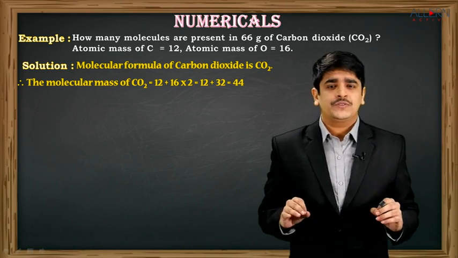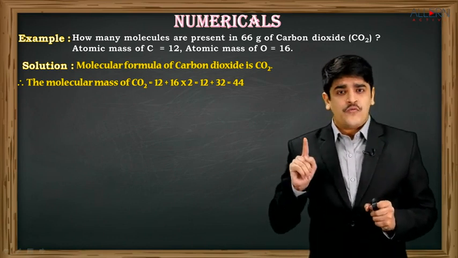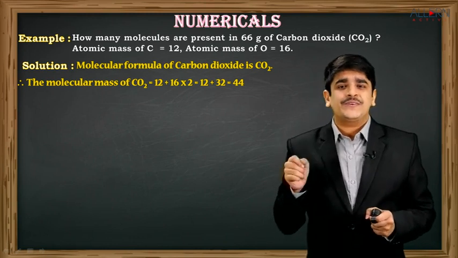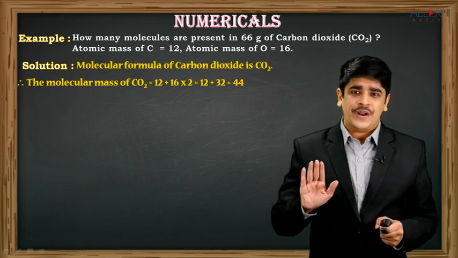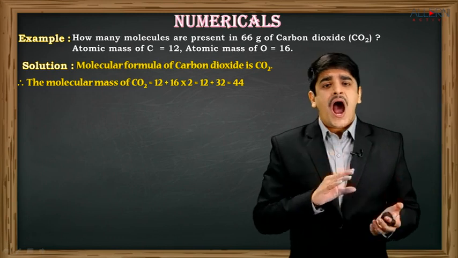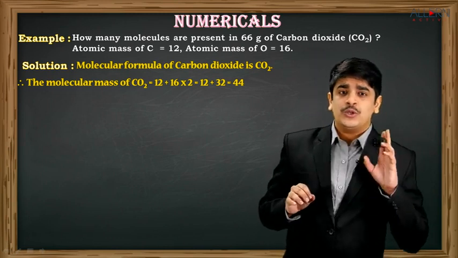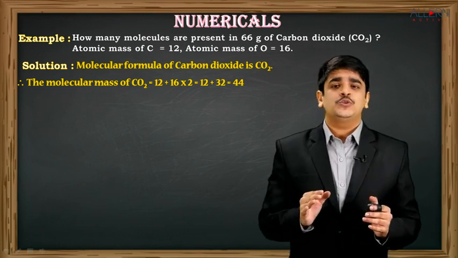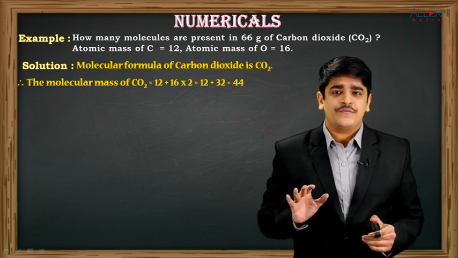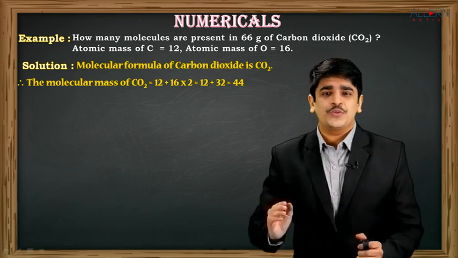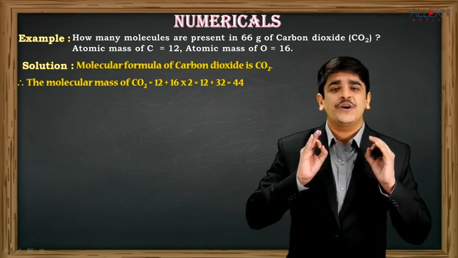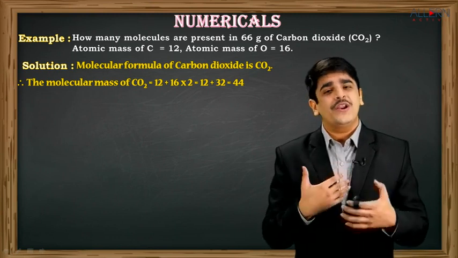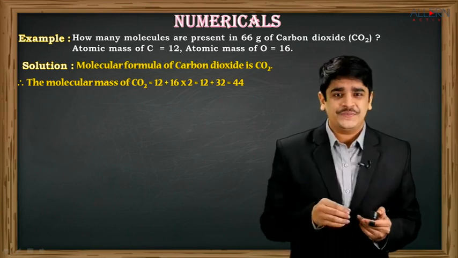Now think about this. What is the mass of one atom of carbon? 12. How many carbon atoms are there? 1. So 12 into 1. In a similar manner, how many atoms of oxygen are there? 2. And what is the mass of a single atom of oxygen? 16. So 16 into 2. 12 into 1 is 12. 16 into 2, 32. 12 plus 32 gives me a gross total of 44. What is that? That is the molecular mass of carbon dioxide.